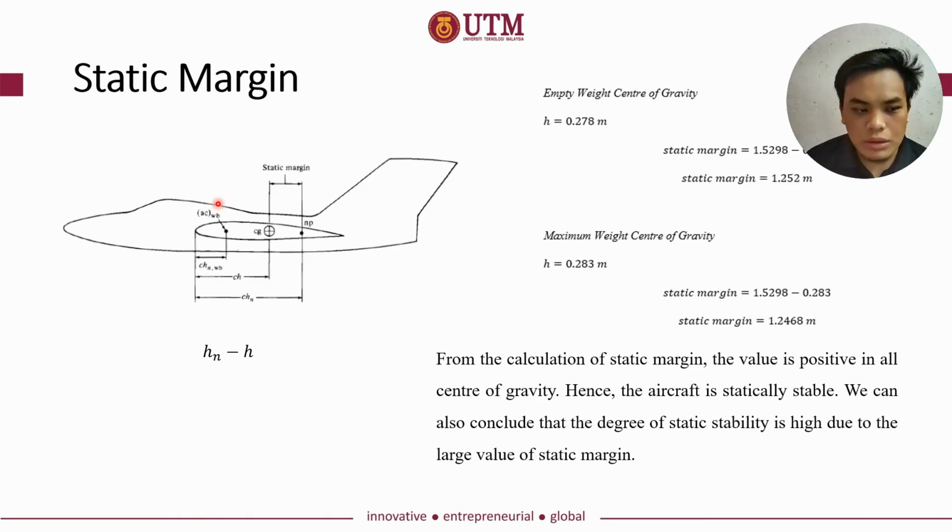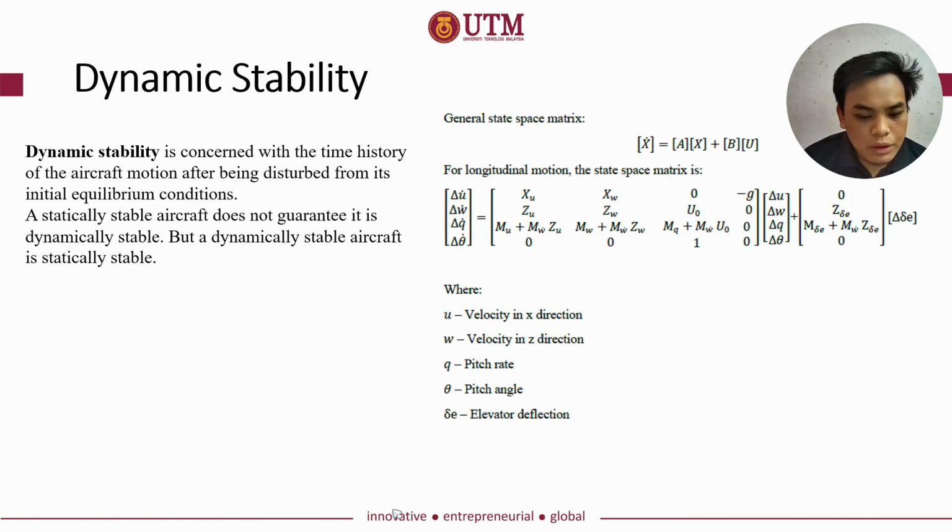Okay, let's take a look at static margin, which is defined as the distance between the CG and the neutral point. We just need to find this distance, and for our aircraft, for the empty weight CG the static margin is 1.252, and for the maximum weight CG it is 1.2468. From the calculation of the static margin, the value is positive at all CG locations, and hence the aircraft is statically stable. We can also conclude that the degree of static stability is high due to the large value of the static margin. Okay, we are done with the static stability.